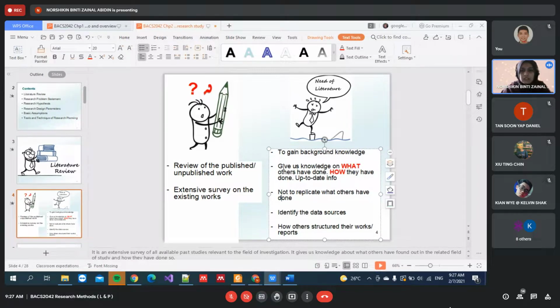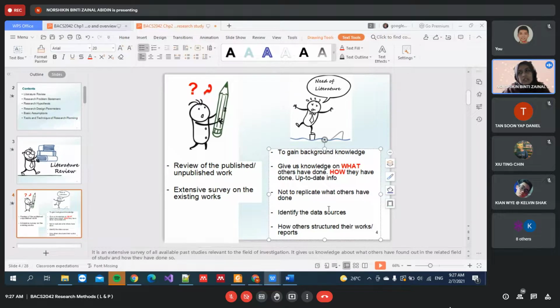This is the same as I said just now in the first point, what people have done, so that we do not replicate or duplicate, we do not do the same thing. So that's why we need to know what is already done.